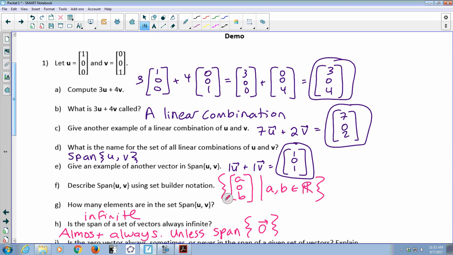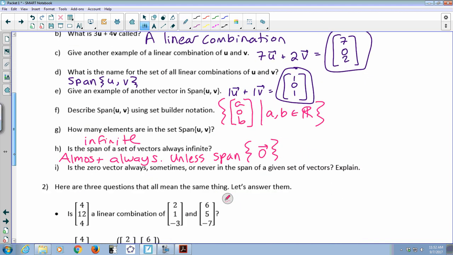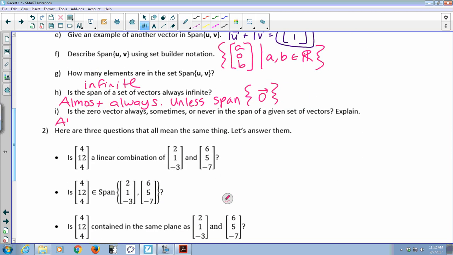Yeah. If you just take both of your scalars to be 0, when you add them together, you'll get the 0 vector. So the 0 vector is always in the span. Just take all scalars to be 0. And then when you add everything together, you'll get the 0 vector.